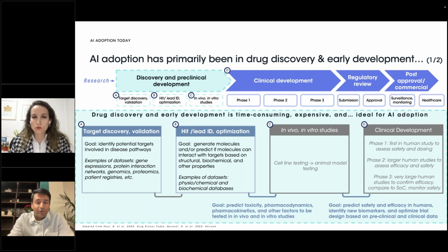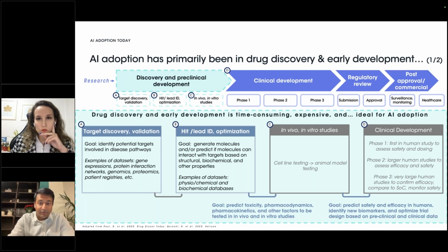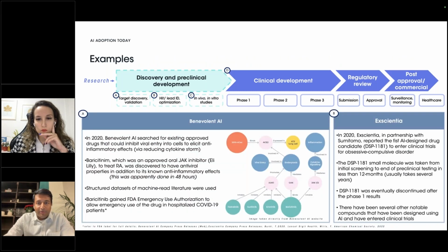So you can, in theory, also use AI approaches to predict the safety and efficacy in humans, although this is not a use case that's been developed and adopted to a high degree just yet, because it's very difficult to do. However, in theory, you do have access to all the preclinical data for the molecule of interest, as well as potentially a variety of preclinical and clinical data on similar compounds, which you can use to develop algorithms using AI.